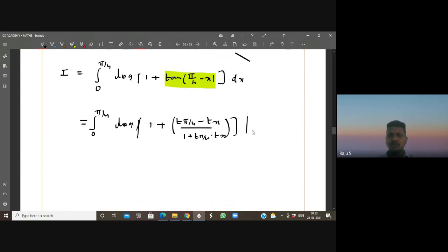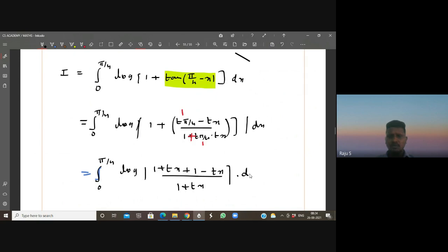Now dx. Now what is tan pi by 4? Tan pi by 4 is clearly 1. So the denominator is 1 plus tan x. Take the LCM, 1 plus tan x. So when I take the LCM, 1 plus tan x, here 1 plus tan x plus 1 minus tan x into dx.